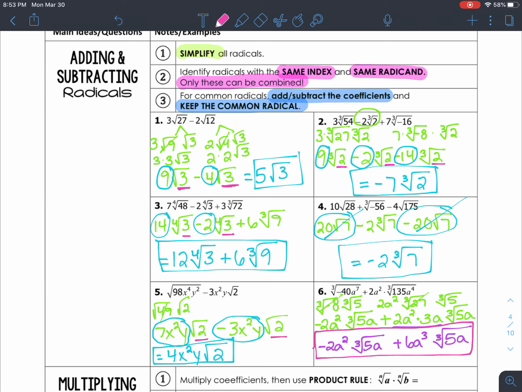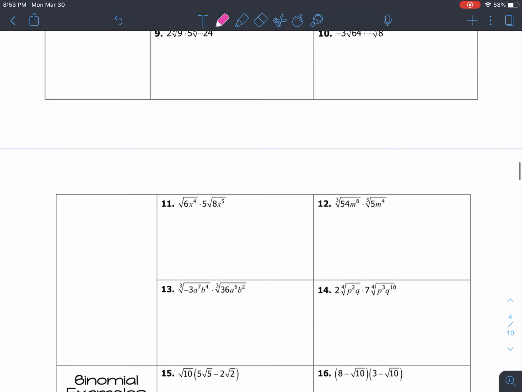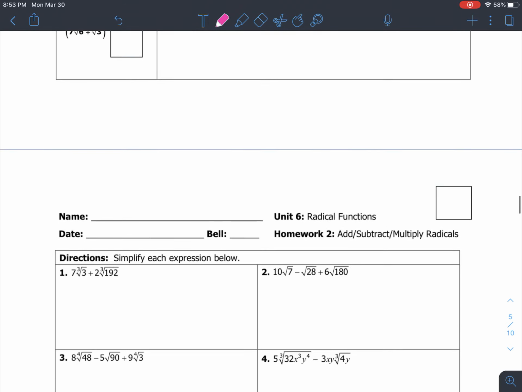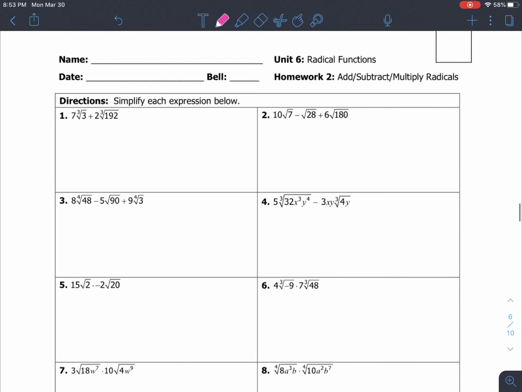I am going to post a copy of these notes along with your assignment, but I will show you down below here what it's going to be. So your assignment for today is going to be number 1, number 2, number 3, and number 4. So you only have 4 problems to do.